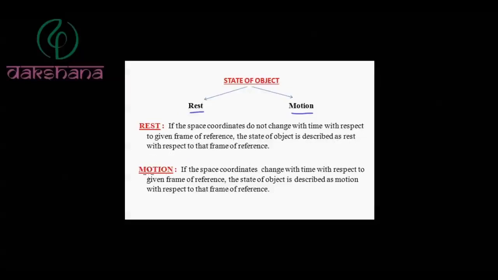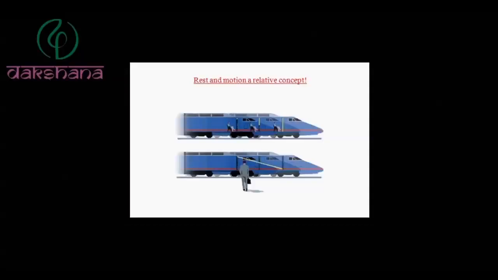And similarly, motion: if the space coordinates change with time with respect to the given frame of reference, the state of the object is described as motion with respect to that frame of reference. The thing we need to keep in mind is that rest and motion is a relative concept. It is not an absolute concept.